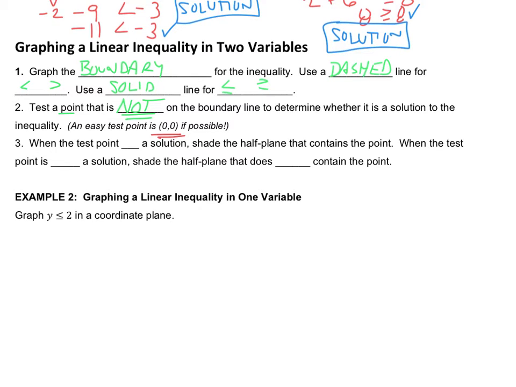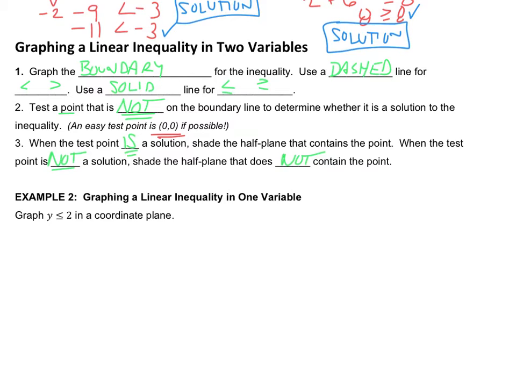Okay, so then when the test point is a solution, we shade the half plane that contains that point. When the test point is not a solution, we shade the half that does not contain the point, so the other half. I'm going to show you some examples, so these steps will hopefully make some sense as we go. So here's my first one.